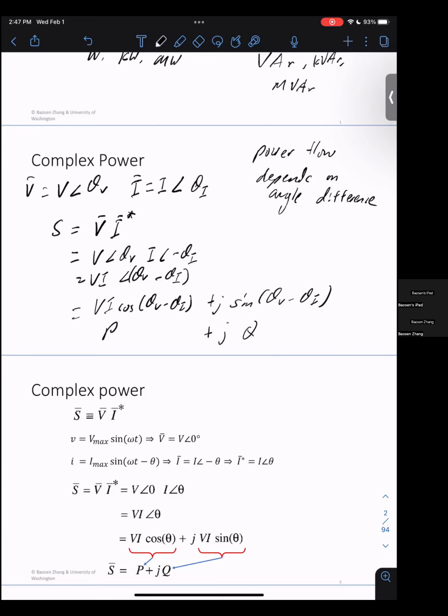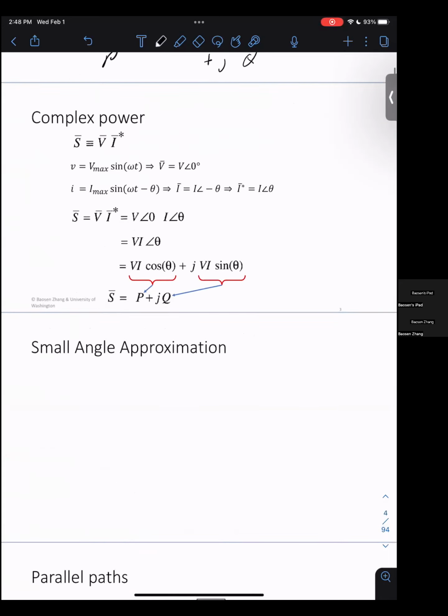Now let's keep reducing this. This is still a complicated formula to use. A simpler formula comes from something called the small angle approximation. This equation is not very good because it has something multiplying something: V is multiplying I. It also has a sinusoid, cosine and sine, in it. Not very nice, not very easy to use. For example, it's not easy to solve the equation in this form.